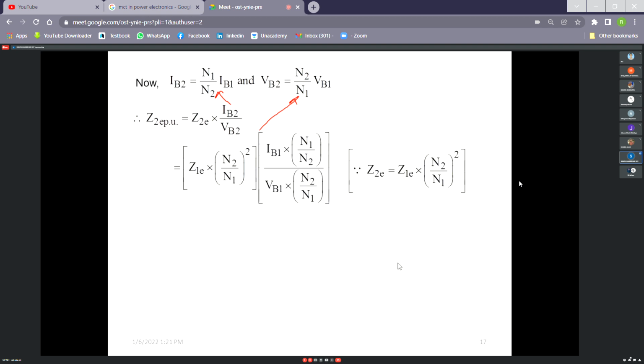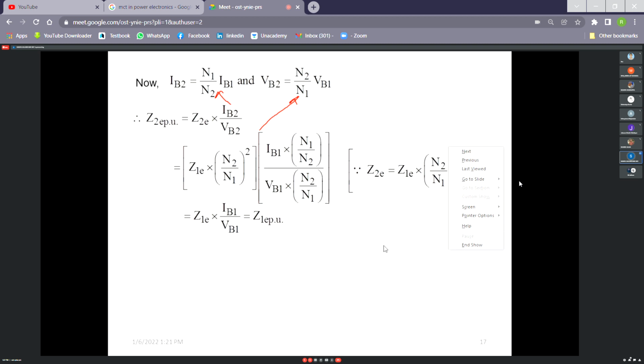So if we apply that, in Z2 per unit, Z2E, we replace VB2 and IB2 by VB1 and IB1 using these equations. We can do it, and we can get this one. I am not reading this; you can do it. Simply you will see that all these N2, N1 will be cancelled out. It will be simply Z1 into IB1 by VB1, equal to Z1 in per unit.